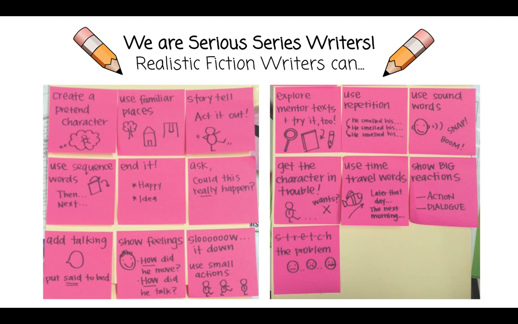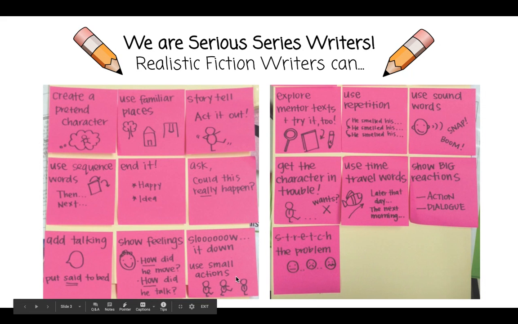Let's think about some of the things we already know how to do. Oh my goodness, look at all of these things. We are serious series writers. Realistic fiction writers can try so many different strategies, such as creating a pretend character, using sequence words like then and next, adding talking like character dialogue, showing feelings in the story, really slowing it down and telling the small actions. You've learned how to stretch out the problem across pages.